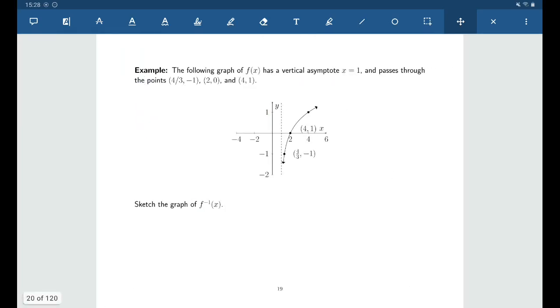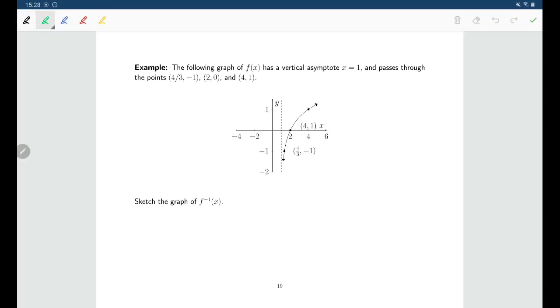Okay, so I've got a function here, f of x, and it's got a vertical asymptote. It has these 3 points, (4/3, -1), (2, 0), and (4, 1). And I'd like to sketch the graph of f inverse. The first part here would be for me to ask myself, do I even know that f inverse exists? And the answer is yes, this exists because f is 1 to 1.